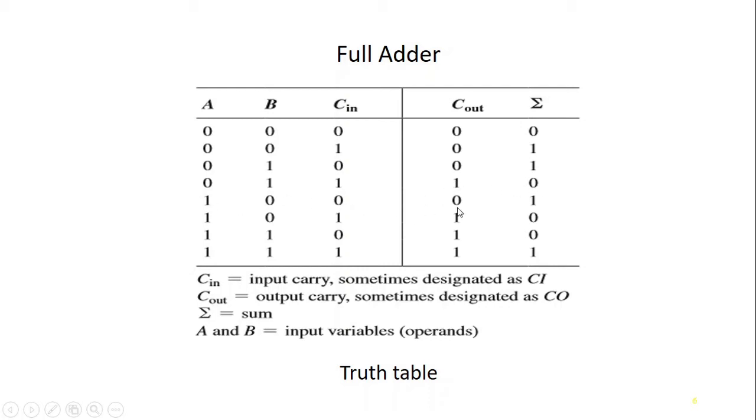1 plus 0 plus 0, 1 is the sum and carry 0. 1 plus 0 plus 1, 0 with a carry 1. 1 plus 1 plus 0, 0 with a carry 1. 1 plus 1 plus 1, sum is 1 and the carry is also 1. Here the input variables are A and B and C in, which is the carry input bit, and the outputs are represented using the sigma and C out for carry.